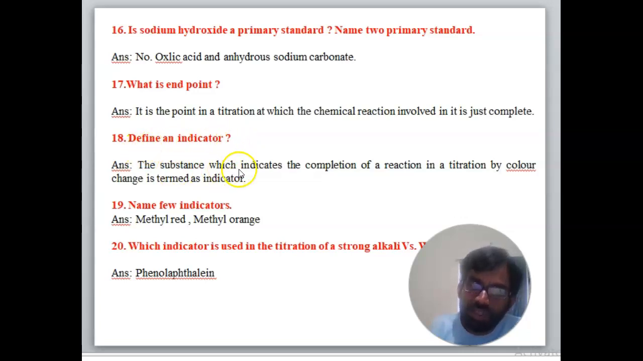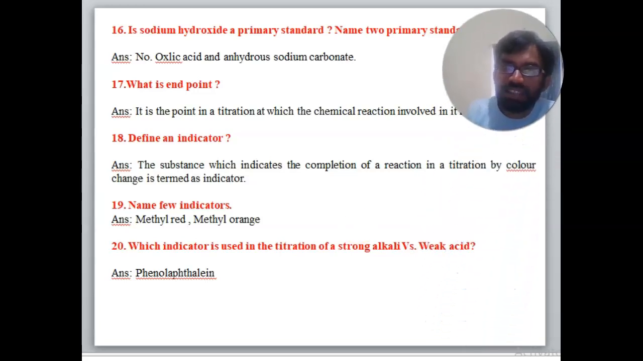And the 18th one, define the indicator. An indicator is a substance which indicates the completion of a reaction in a titration by a color change. What are a few indicators? Nowadays people are using many indicators: methyl red, methyl orange and bromocresol. You can see a few of the indicators used for titration: methyl red, methyl orange and bromocresol.